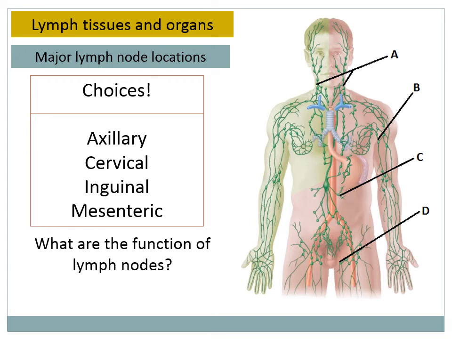A is going to be our cervical lymph node because it's up in the cervical region of our body, up in that neck region. What's B? B is our axillary location underneath our armpit, so we have a major lymph node there. What about C? Remember we talked about mesenteric, those inferior and superior mesenteric veins and arteries. That is in the general region of C, which leaves inguinal for D.